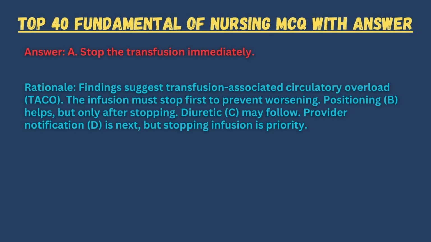Answer A. Stop the transfusion immediately. Rationale: findings suggest transfusion-associated circulatory overload, TACO. The infusion must stop first to prevent worsening. Positioning, B, helps, but only after stopping. Diuretic C may follow. Provider notification, D, is next, but stopping infusion is priority.